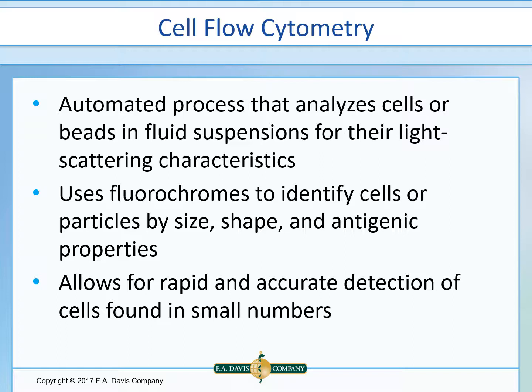By using laser light in flow cytometry, different populations of cells or particles can be analyzed and identified on the basis of their shape, size, and antigenic properties. Flow cytometry allows for rapid and accurate detection of cells found in small numbers in a sample.